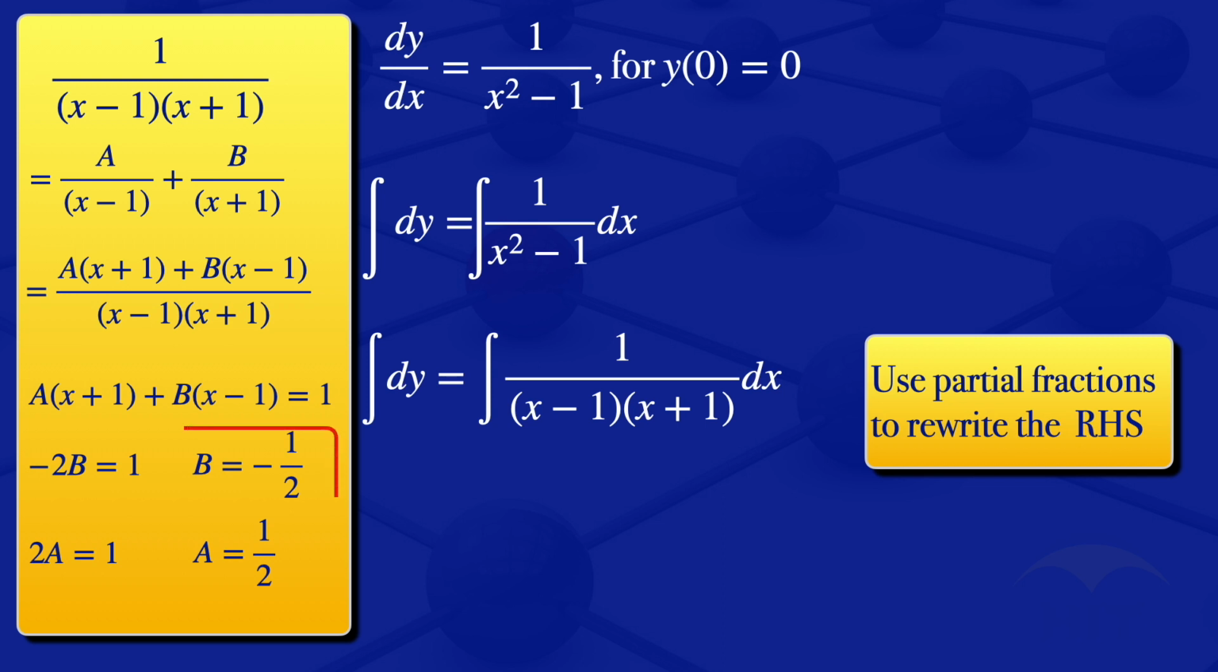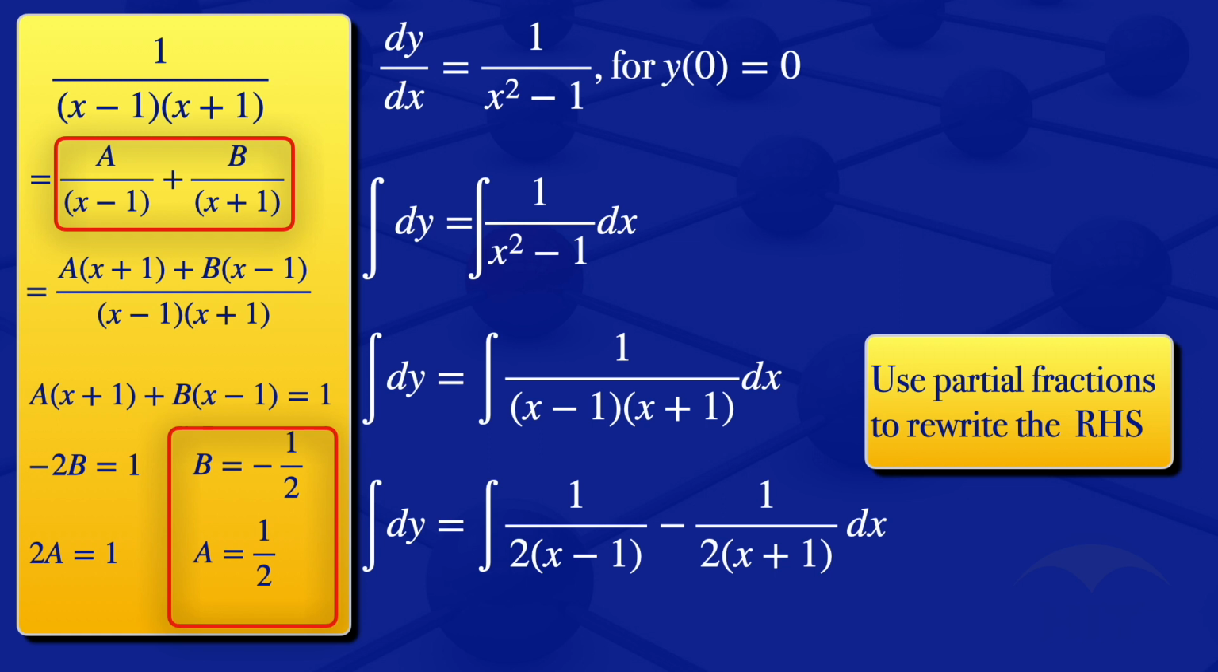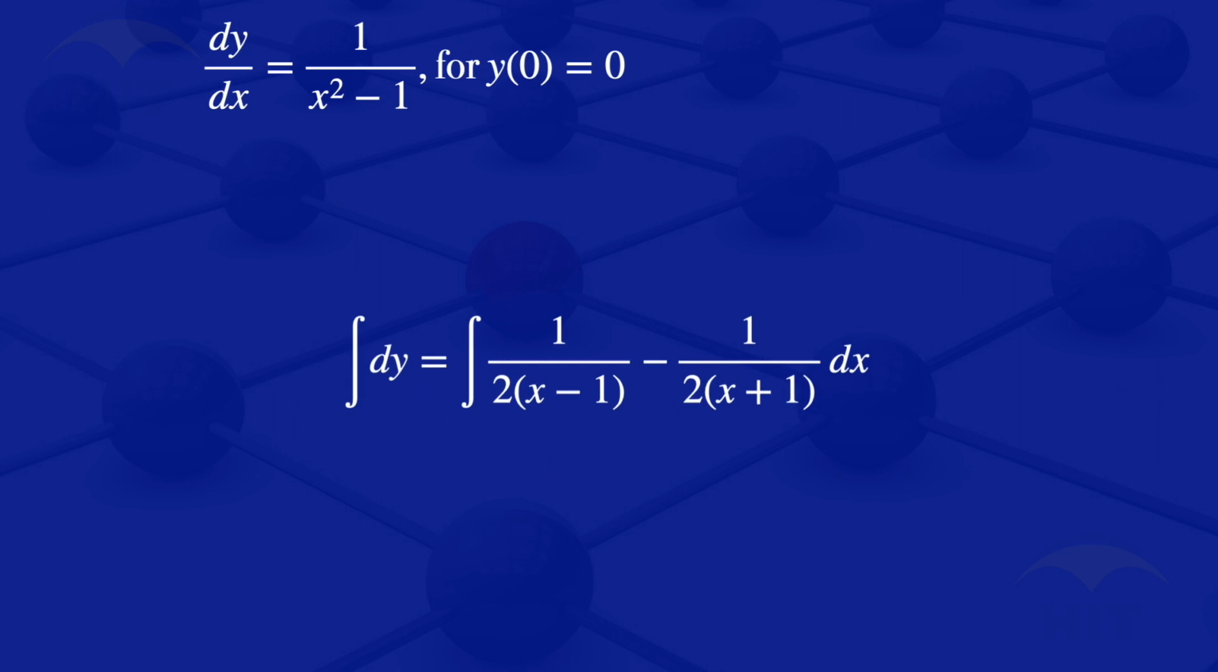So for these values of a and b, we are going to substitute them in this fraction, a over x minus 1 plus b divided by x plus 1. And that will give us the right-hand side of the integral. So our integral would then become the integral with respect to y is equal to 1 divided by 2 times x minus 1, minus 1 divided by 2 times x plus 1. So that's the equation that we are having now.